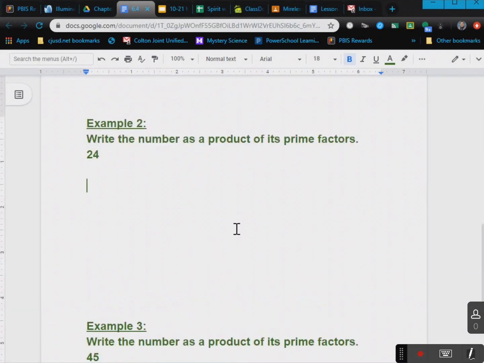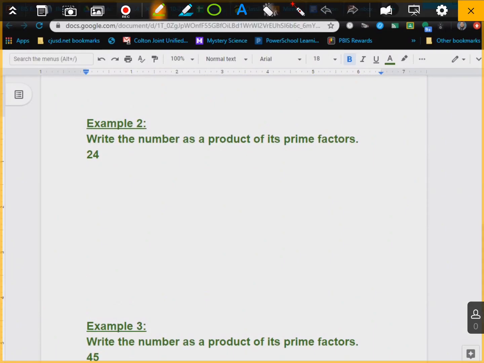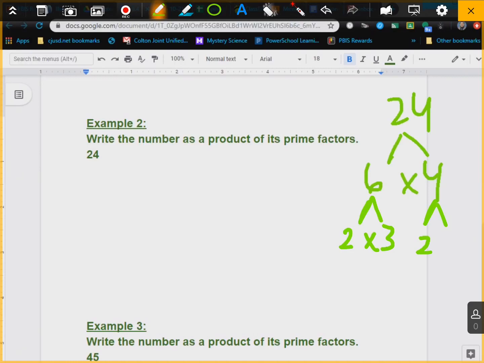Number 2 says, write the number as a product of its prime factors. So let's look, we have to make a factor tree. Let's take 24. Well, what two numbers go into 24? 6 times 4 go into 24. Can I break down 6 or 4 anymore? Yes, I can. I can do 2 times 3, that equals 6. And for 4, I can do 2 times 2.